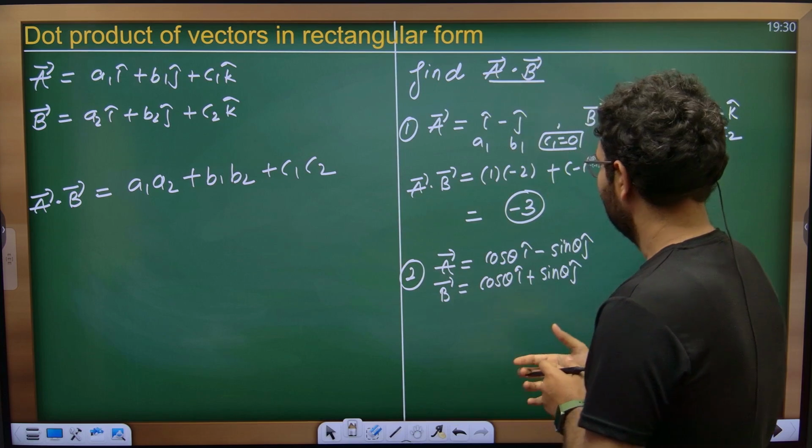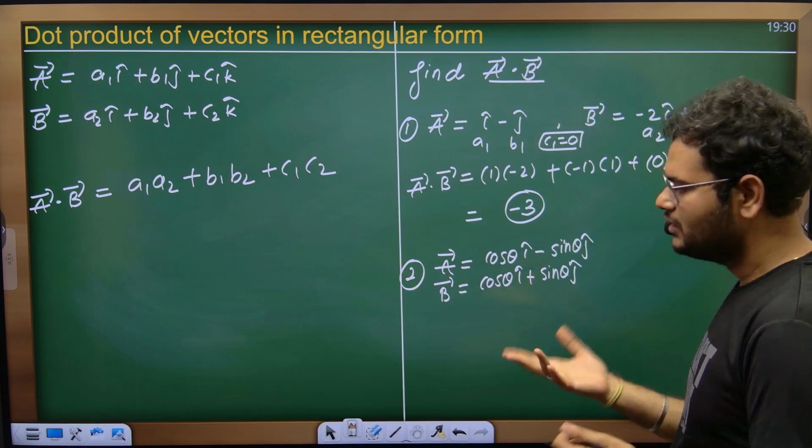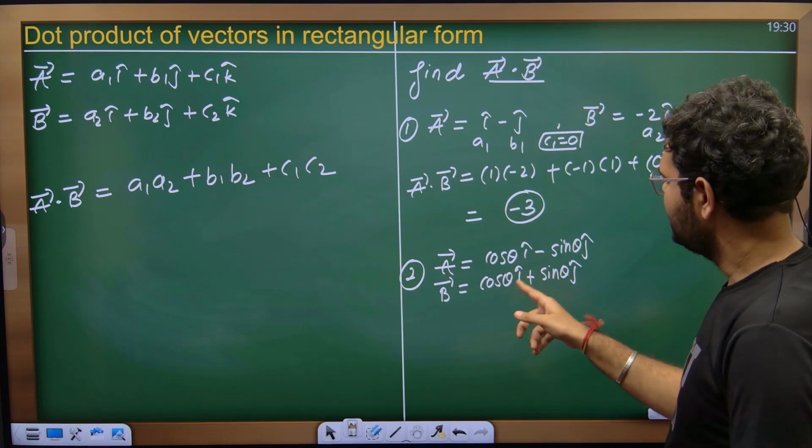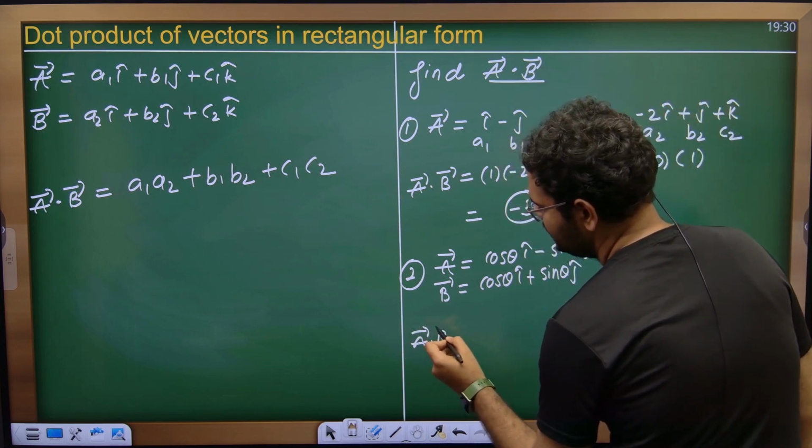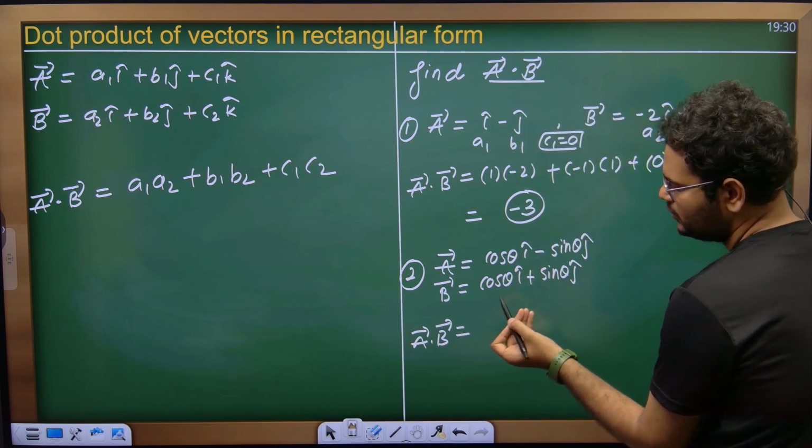Okay, so what about this? Can we do this? 100%. i component, j component, j component. Very simple. So a dot b is equal to what? I can write cos theta into cos theta, which is cos square theta.